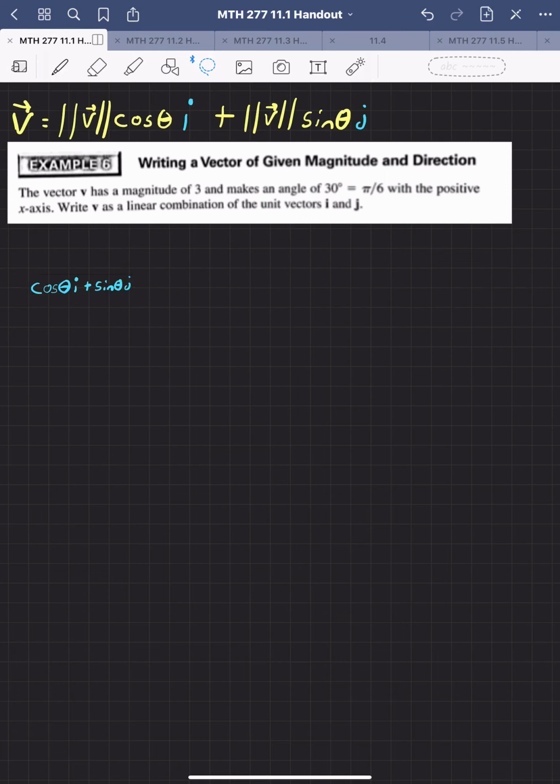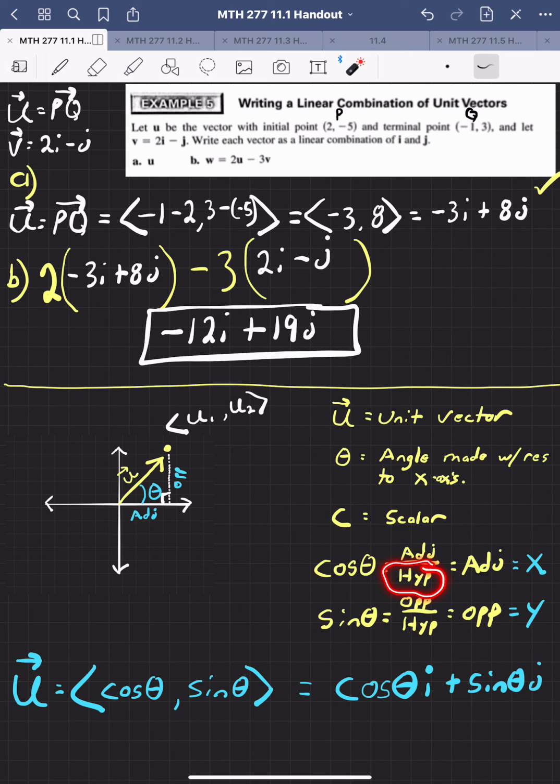Okay, so I'm going to erase this in just a second. Now, it should make sense that we derived this based on the assumption that your vector was a unit vector, right? That it had a length of 1, right? We had to assume that the hypotenuse was equal to 1.